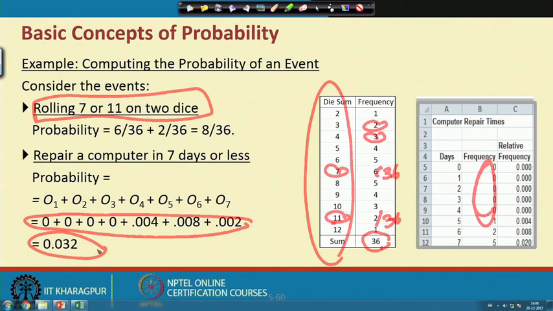So, what is the total probability when you need some kind of managerial output to repair a computer in 7 days or less? This is the structure you have to apply, and then accordingly you have to interpret. Here 0.03 means it is 3%, close to 3%.